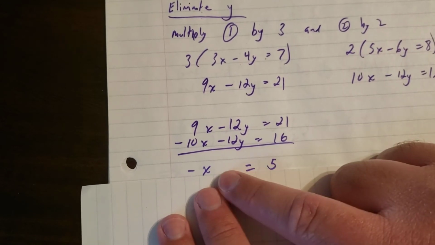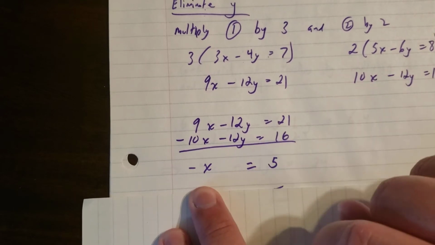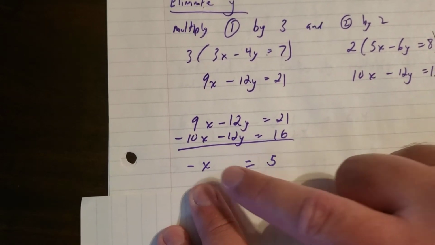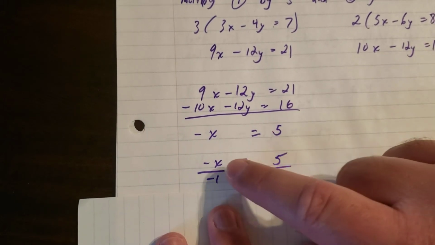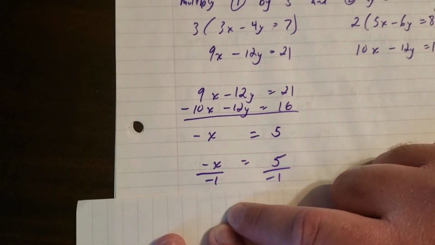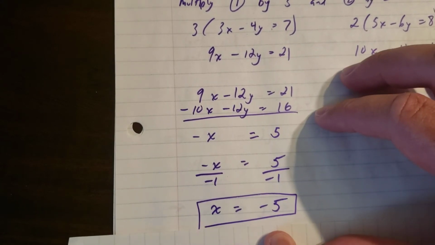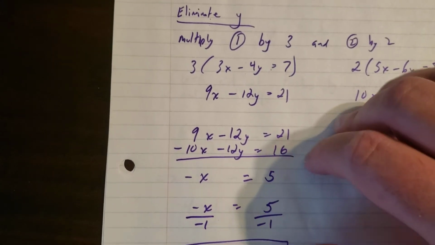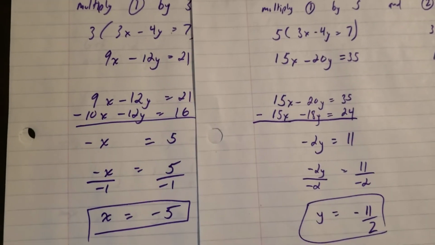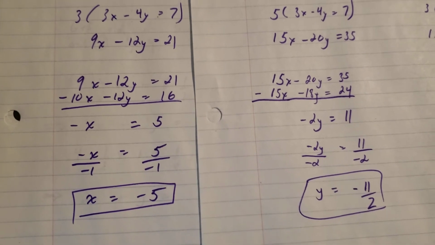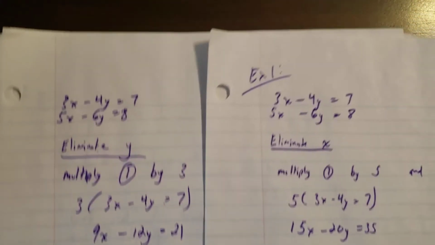I need to find out what positive x is, so I can imagine that this is a negative 1 coefficient in front of the x. To get rid of that negative 1, I would just divide both sides by negative 1. Negative divided by a negative gives me a positive x, and over here I've got 5 divided by negative 1, which gives me a negative 5. So at this point I've got x to be negative 11 over 2, and y to be negative 5. Okay, so that's my answer for that one.